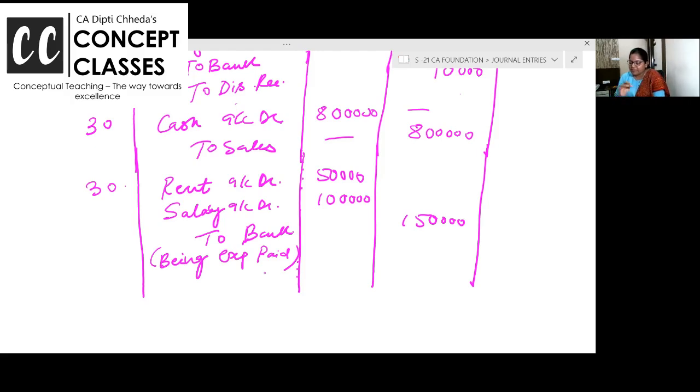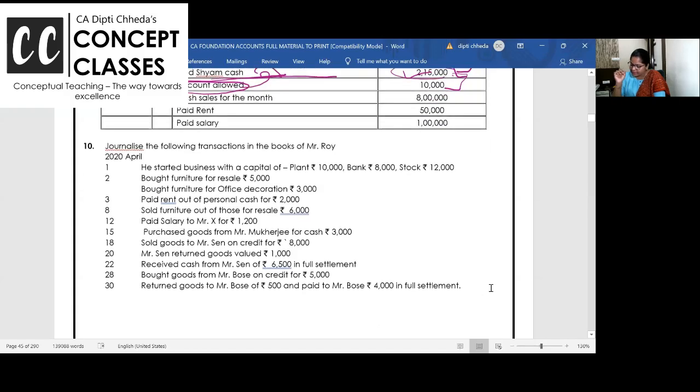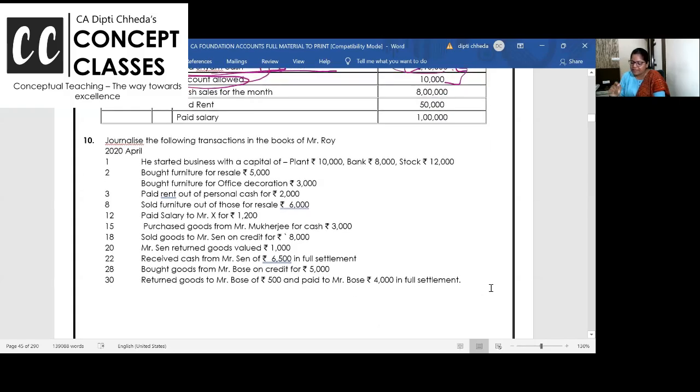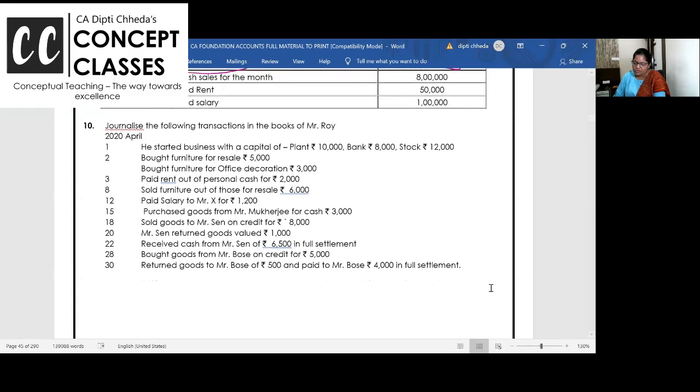Chalo, do the 10th sum now in the class. Yes, I'm giving you time. 9th is done, do the 10th now. 10 minutes time is given. Unmute and say the entry or put the entries in the chat box. Everyone should start the 10th problem now in class on your own. If you're stuck in an entry, leave the space and go to the next entry.